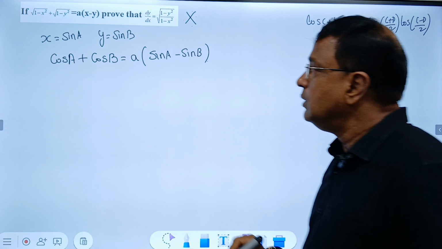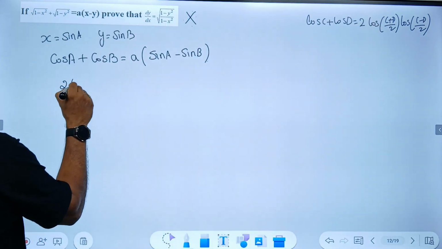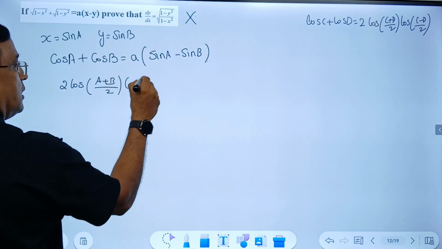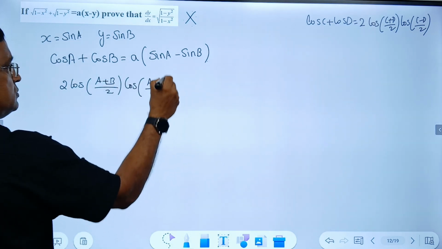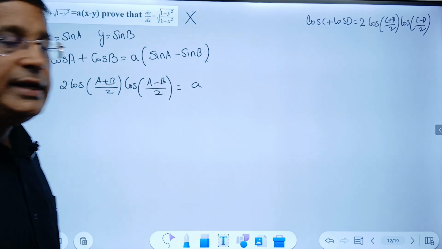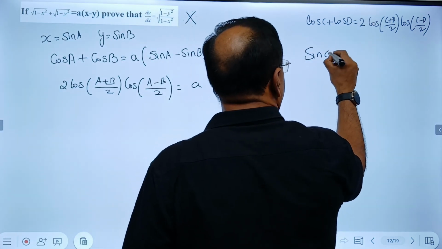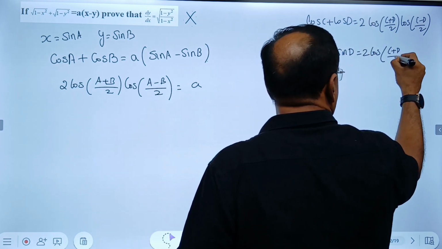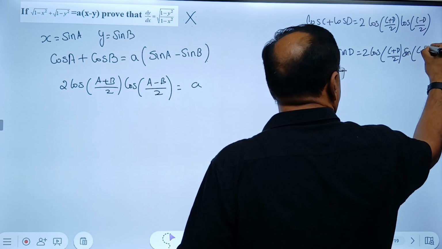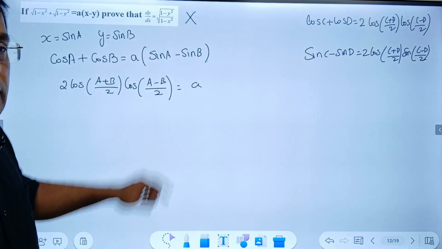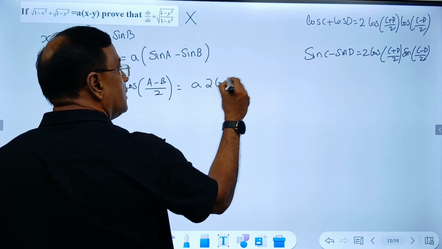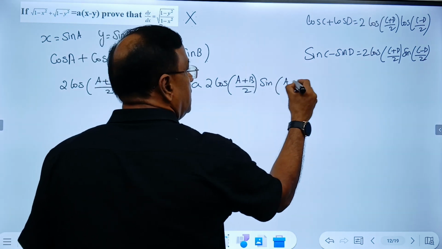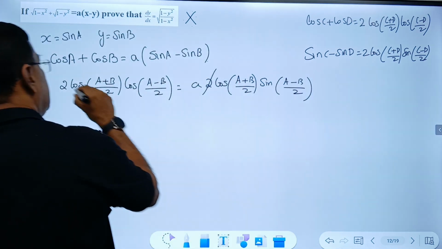So first let's use that. So what will happen to this? This will become 2 cos (A plus B) by 2 into cos (A minus B) by 2. I just use trigonometry. What is sin C minus sin D? Sin C minus sin D will be 2 cos (C plus D) by 2 into sin (C minus D) by 2. So if I apply that here, the 2 gets cancelled.